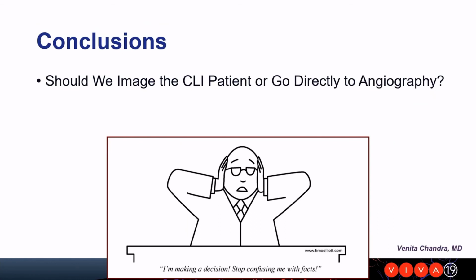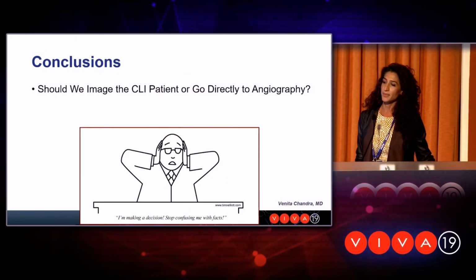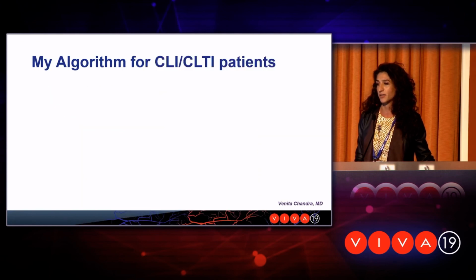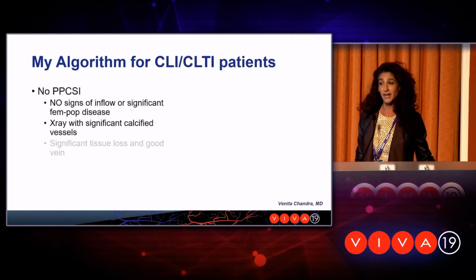So in conclusion, I don't have a lot of data here. I haven't been able to support this question very well. Should we image the CLI patient or go directly to angiography? I believe it still depends. I don't think there's a very clear impact on outcomes except for potentially this subgroup of patients with SFA and POP CTOs. So I'll just conclude with my algorithm.